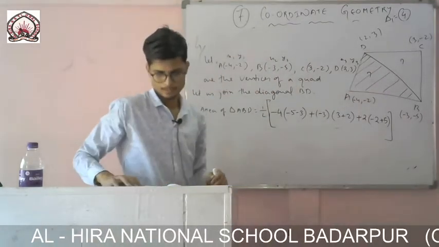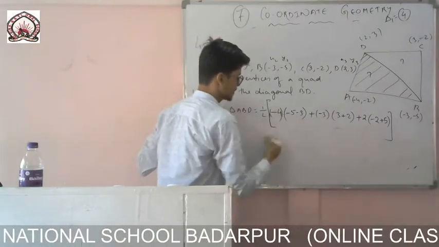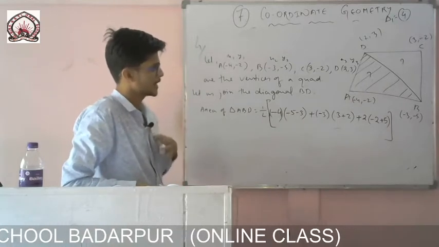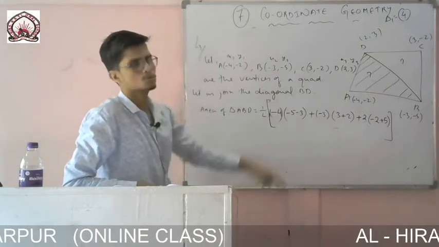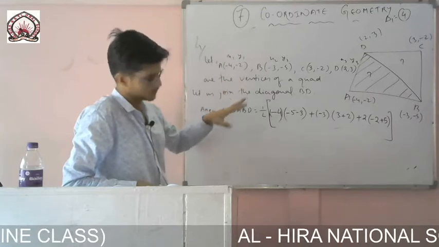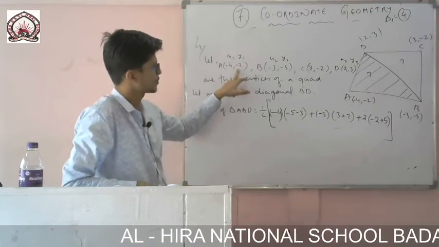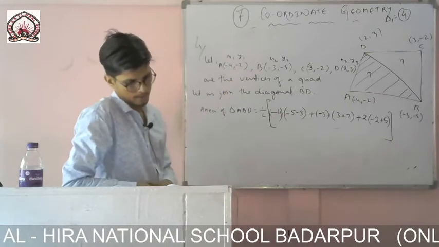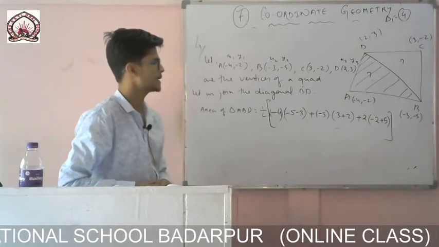So what I have got: -4 into (-5 minus 3), plus -3 into (3 plus 2). For this one, y1 is -2, so it became plus 2. And for the third one, it is -2, then again minus minus became plus 5.